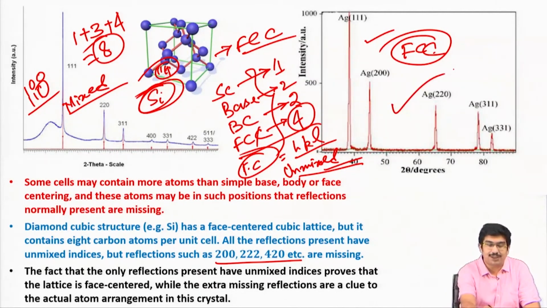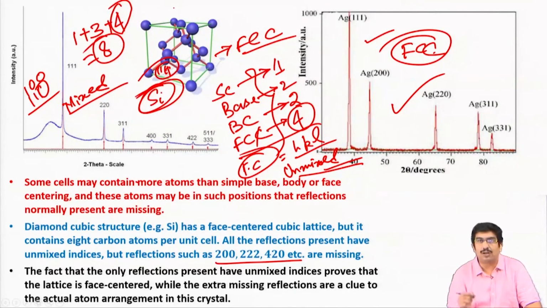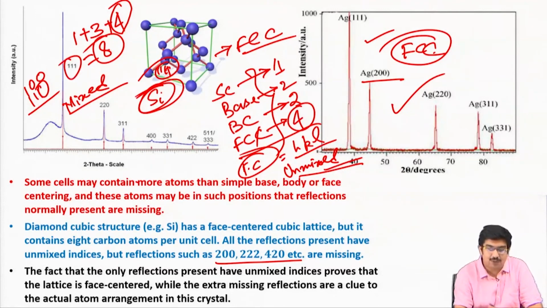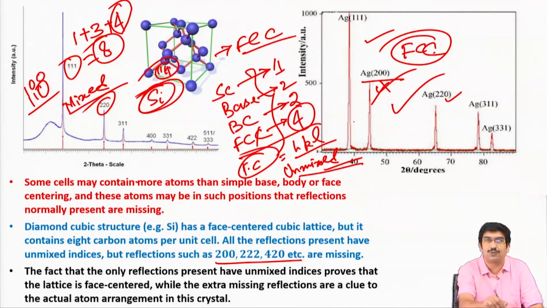But because of the presence of these additional 4 atoms, we will not get some more reflections, for example 200, unlike the normal FCC where after 111 the second one is 200. In case of silicon, after 111 we will have the next one as 220. So, this 200 is completely absent in the diamond cubic because of those 4 additional atoms.